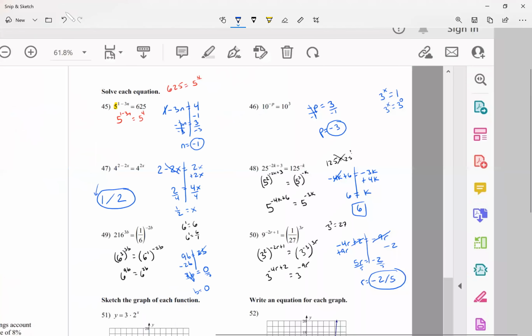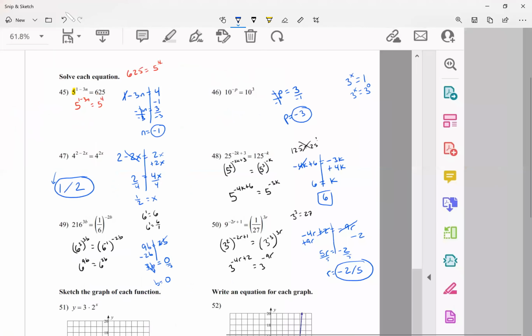Okay, so today we're doing 45 to 50. There you go. You guys can see them right there.